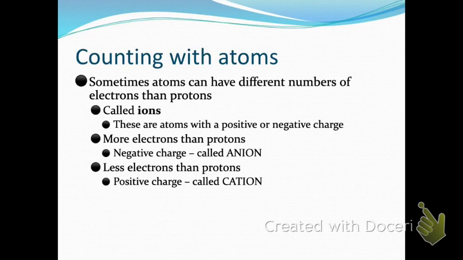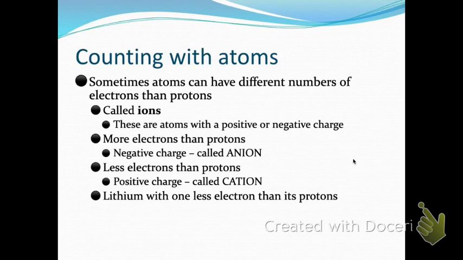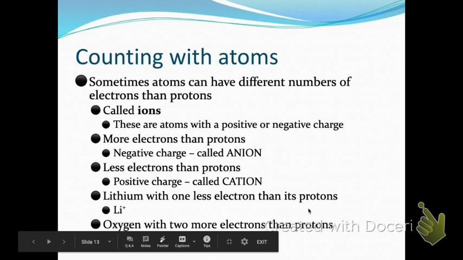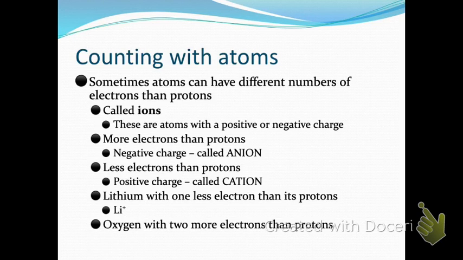So what if I had lithium with 1 less electron? What would that look like? Li+, right? If it's a 1, I don't put the number. The plus just means it's a 1. And then what if I had oxygen with 2 more electrons than protons? O, -2. Good. So questions about charges there?